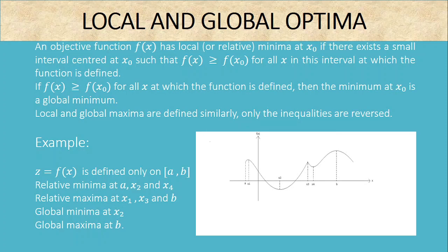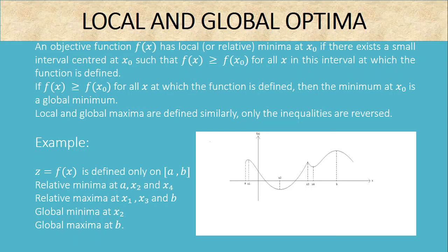So local and global maxima are defined similarly, only the inequalities are reversed. Let's try to understand this with the help of the diagram. Here in the diagram, if I take the interval a to x1, then the value of the function at any point in the interval is greater than or equal to the value of the function at point A. Therefore, the local minimum of this function in this particular interval a to x1 is A.